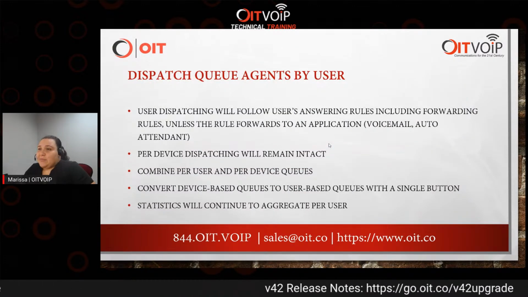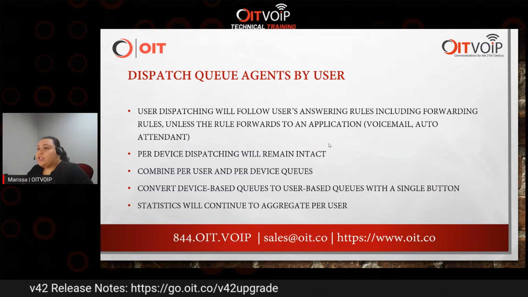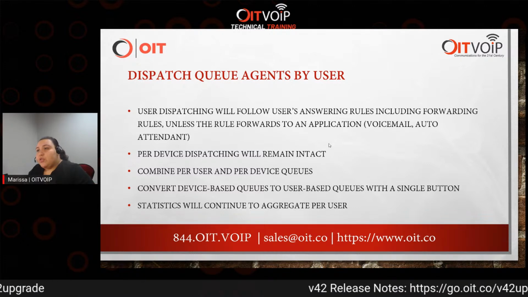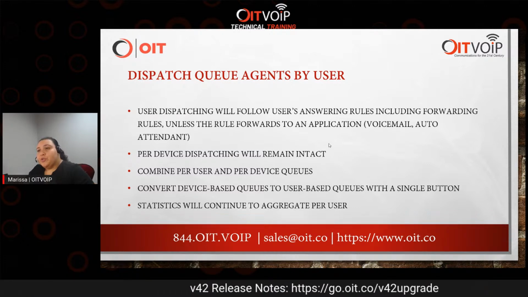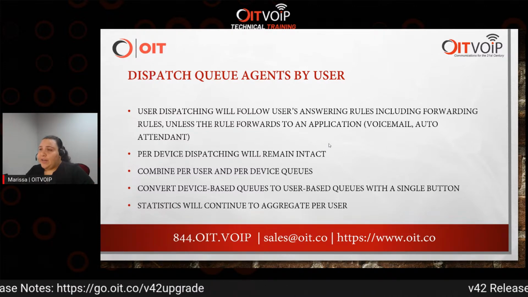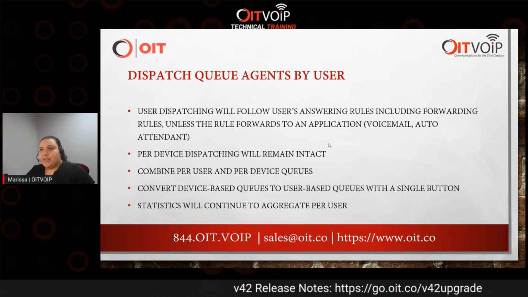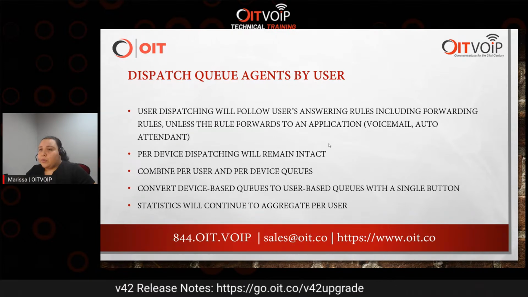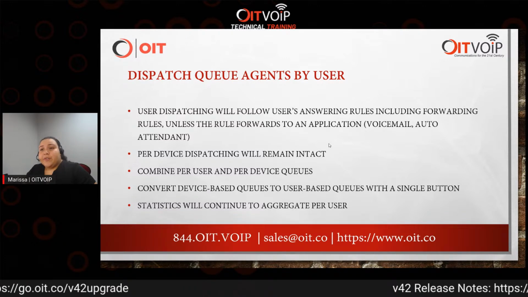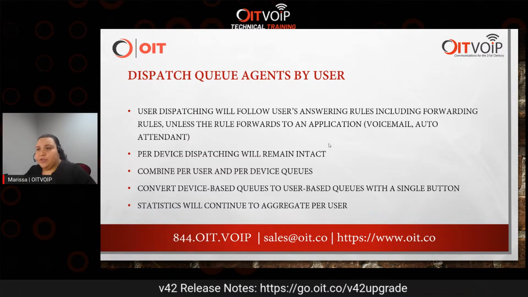Additionally, we also have the ability to dispatch queue agents by user. To talk about this feature, because it's been highly requested, just to make sure everybody understands what we're referring to: when you add agents to a call queue, currently the only way to do it is to add it per device on v41. So you couldn't control or manage things like call forwarding on the user's answering rules, do not disturb, things like that. It made it really difficult when people were trying to manage their own answering rules because they couldn't just log out or mark themselves on do not disturb.